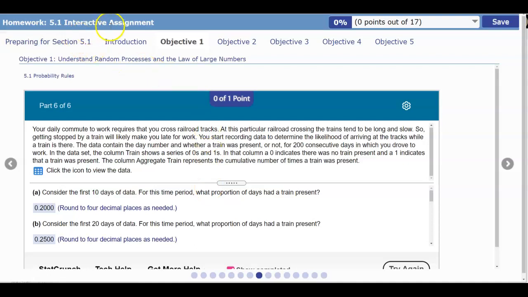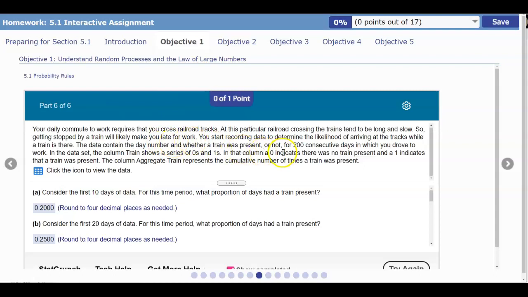Section 5.1 Interactive Assignment Objective 1. Your daily commute to work requires that you cross railroad tracks. At this particular railroad crossing, the trains tend to be long and slow, so getting stopped by a train will likely make you late for work.